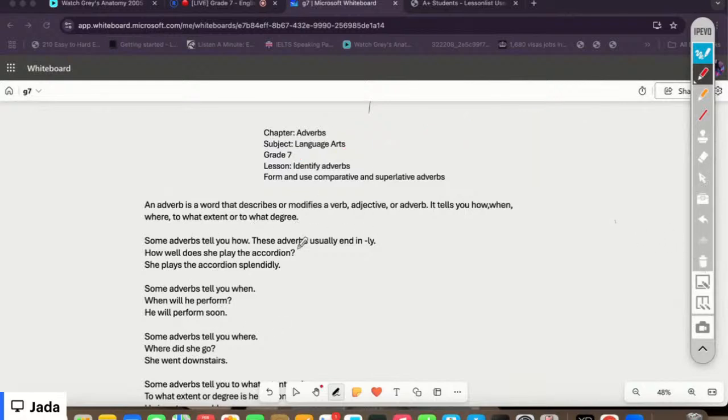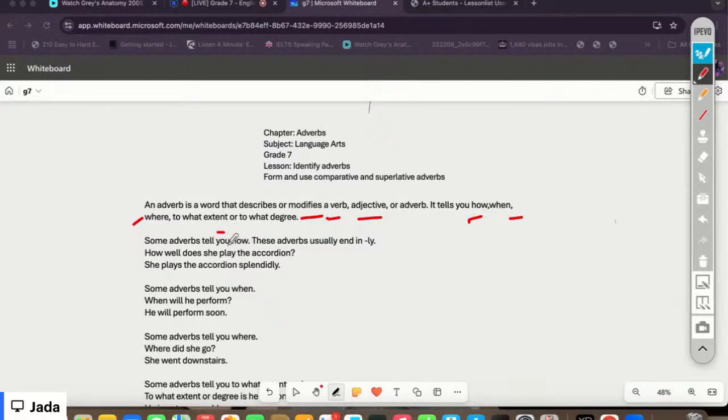All right, so we need to note that an adverb is a word that describes or modifies a verb, adjective, or adverb. It tells you how, when, where, to what extent, or to what degree. So that's what an adverb tells us. It modifies, describes a verb, adjective, or even an adverb itself, and it tells you how, when, where, to what extent, or to what degree.